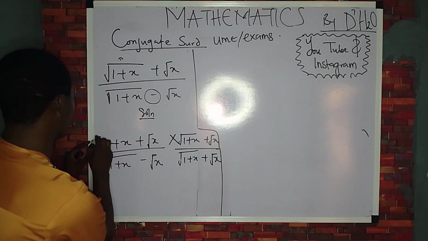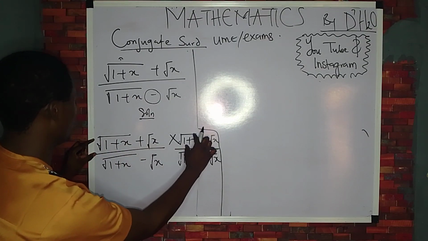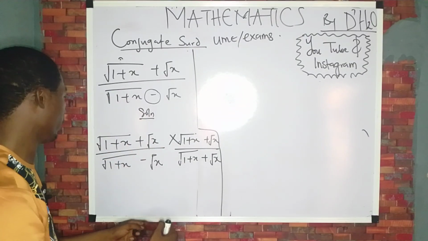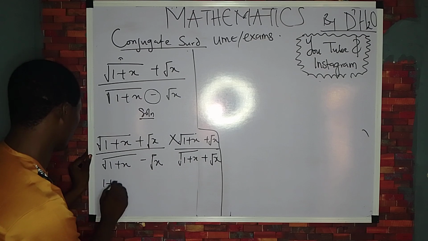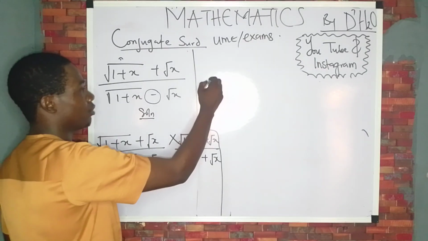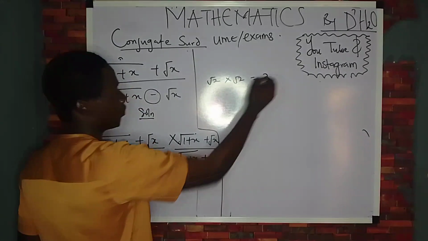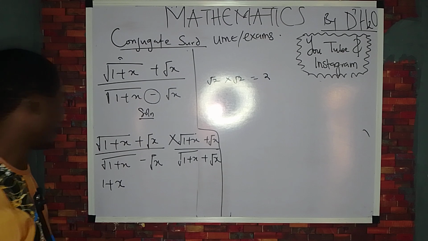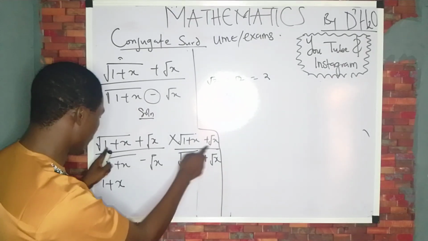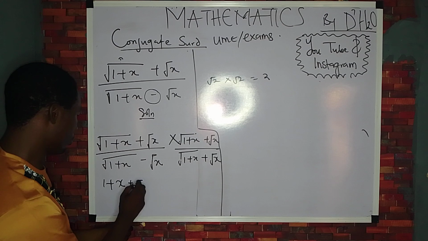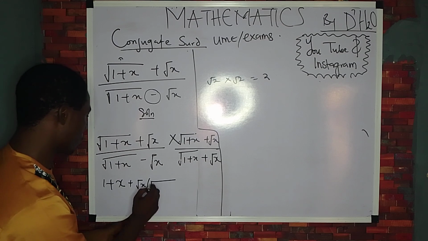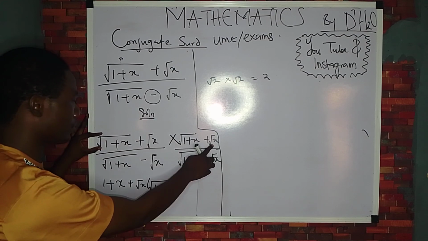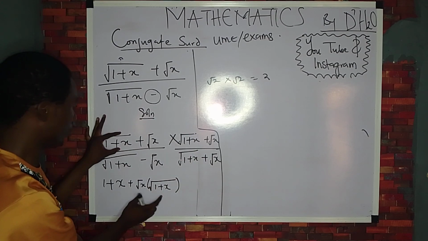If you use this one to multiply this one, you are likely to get 1 plus x. Remember, similar surd gives you the number. So this times this will give you 1 plus x, just like root 2 times root 2 will give you 2. Are you getting it? And then this times this now will give you plus root x bracket the square root of 1 plus x. Don't be confused. You are using this one to times this now. So that's why this one is outside multiplying this.